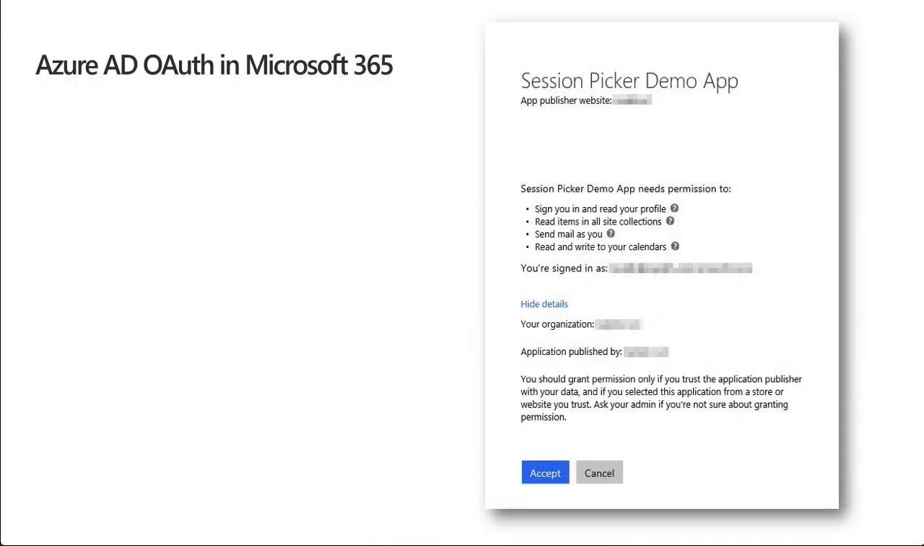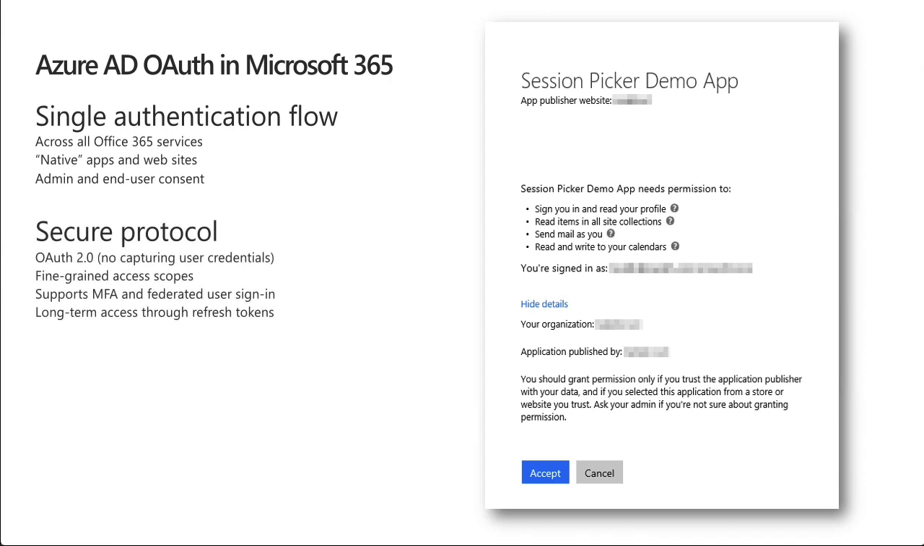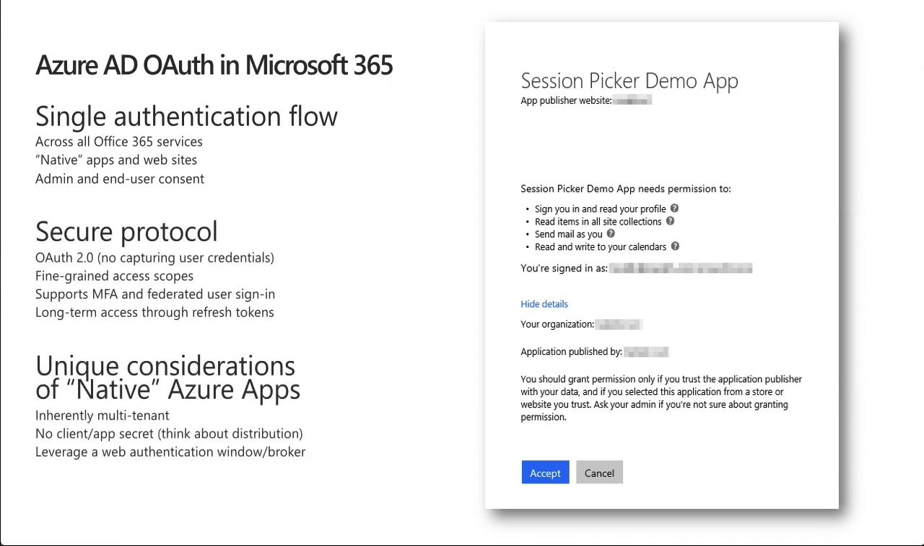Before we do that, let's talk a little bit about Azure AD, OAuth, and Microsoft 365. Again, as we talked about in the previous section, both Office 365 and the Microsoft Graph leverage Azure AD for their authentication model. What's nice about this is that once a user is logged in, they don't have to log in twice. They're logged in once. They're going to be able to use the Microsoft Graph to talk to all of their Office 365 applications. This provides us a single authentication flow that is available on all Office 365 services and a lot of other Microsoft 365 services as well.